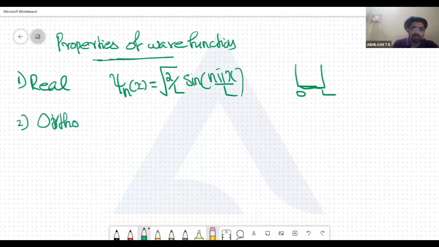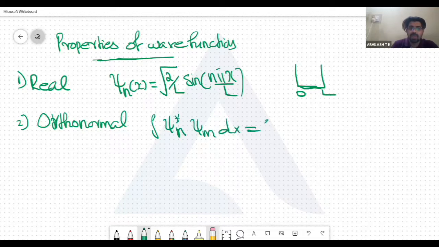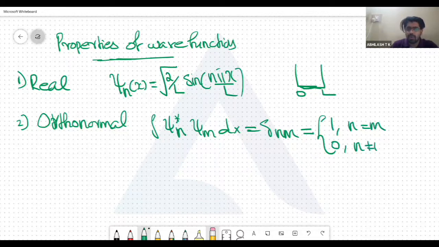Now they are orthonormal, better to say. That is, the integral of psi n star psi m dx is equal to delta nm. That is, it is equal to 1 for n equal to m and 0 for n not equal to m. So we have to check this orthonormality condition.